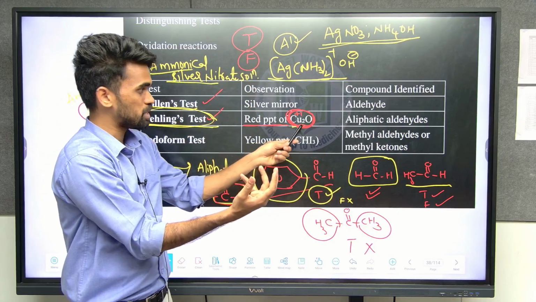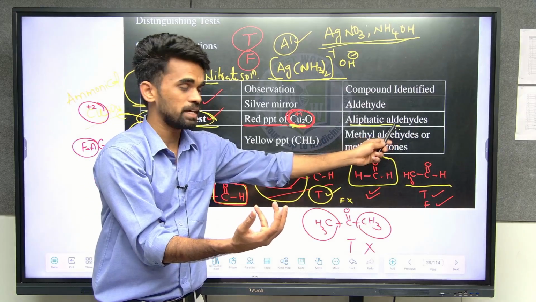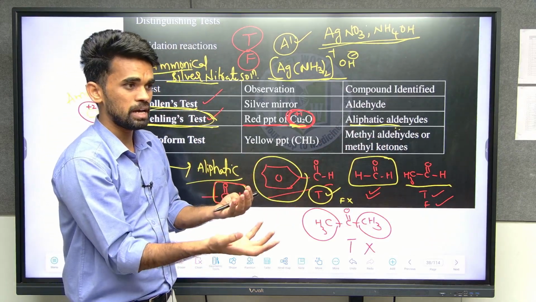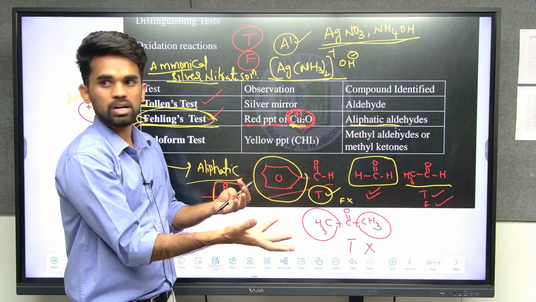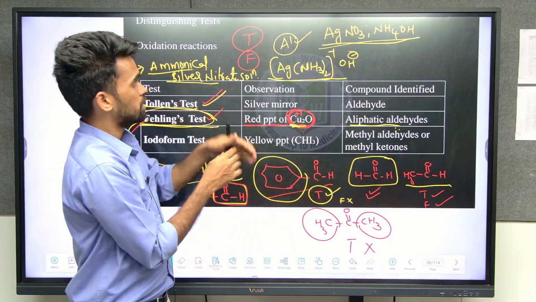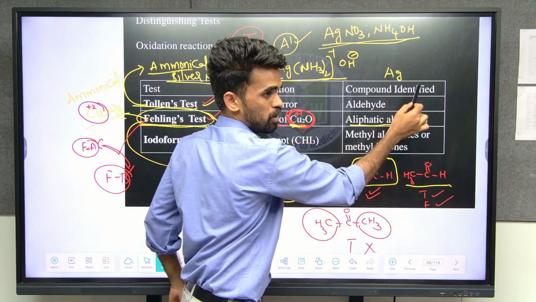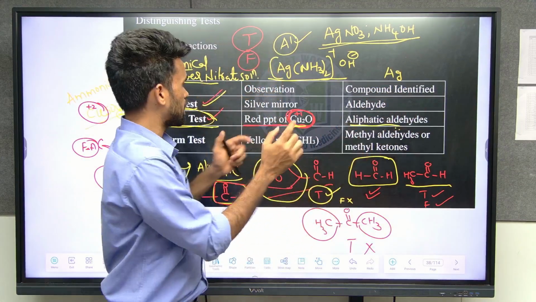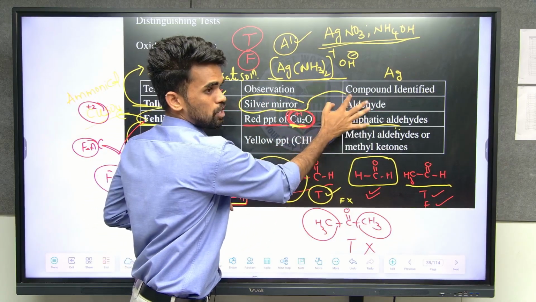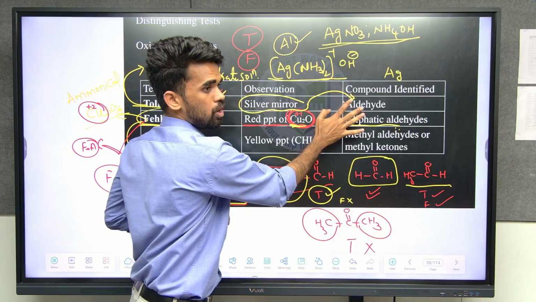What is the color of that precipitate? Red. By this you can say the compound is aliphatic aldehyde. Okay. If there is no change, means may not be aldehyde or may not be aliphatic aldehyde, you can say. Okay. Tollens test, if you put this silver is there now, that will be precipitated as silver metal. So now what it will be? Like a silver mirror will be observed. What it is indicate? The given compound will be aldehyde. It cannot be a ketone, it can be a aldehyde.